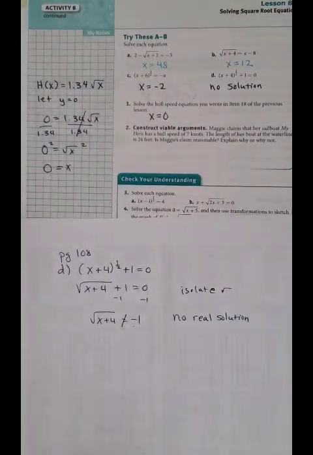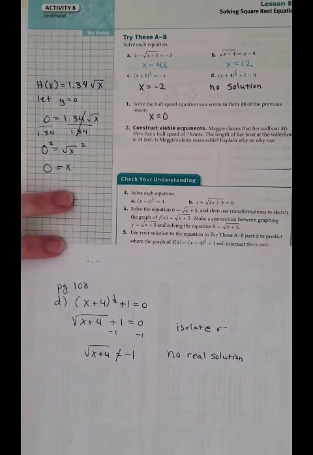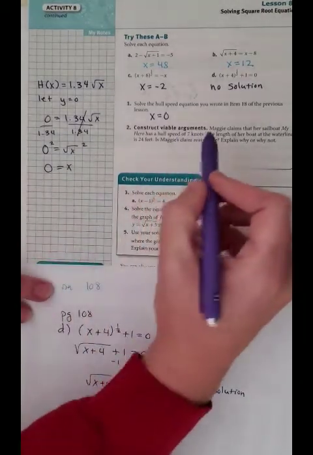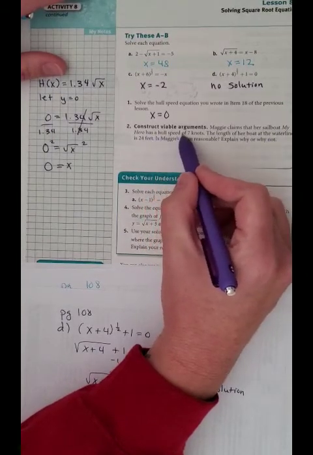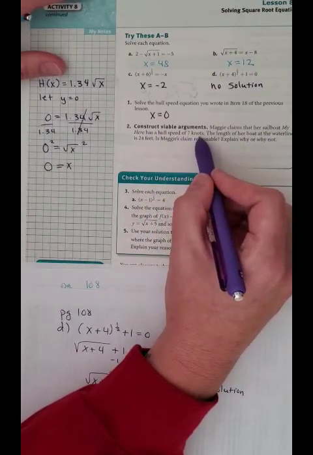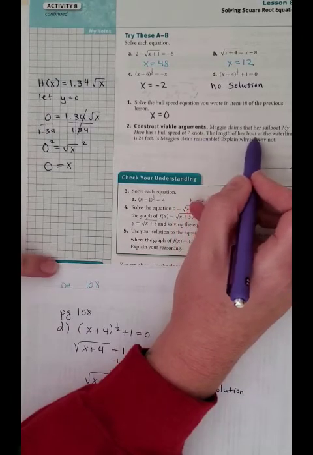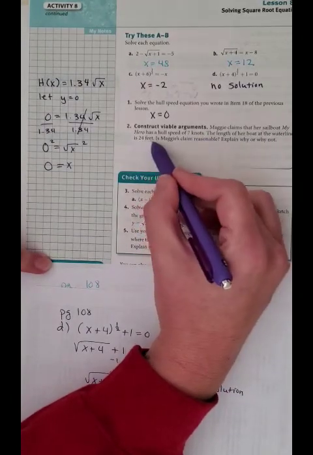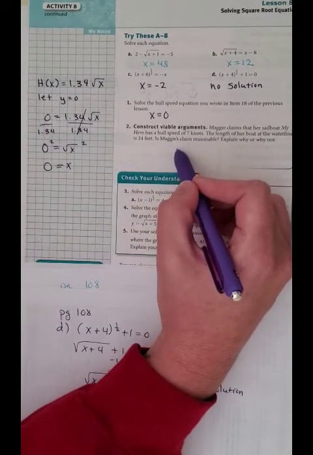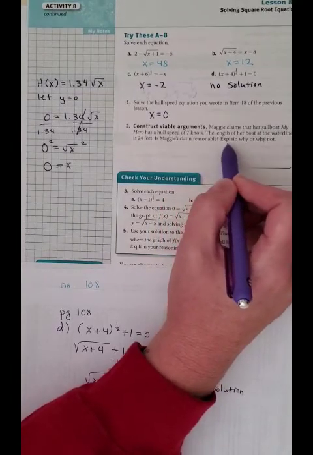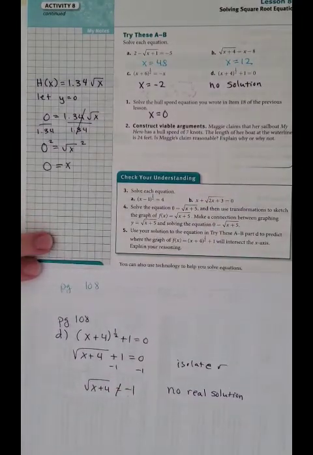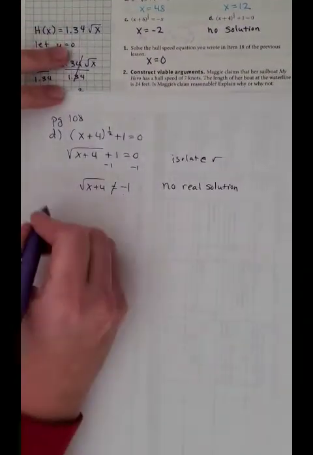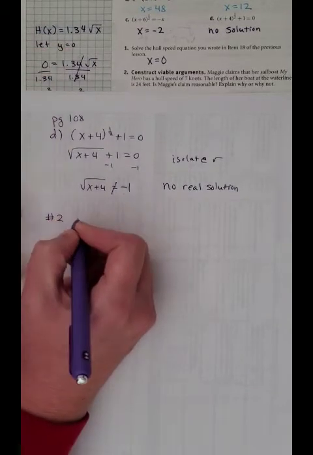All right, so for the next one, it says construct viable arguments. Maggie claims that her sailboat, My Hero, has a hull speed of 7 knots. The length of her boat at the waterline is 24 feet. Is Maggie's claim reasonable? Why or why not? So we could verify this algebraically. So we're on number 2, constructing viable arguments on page 108.